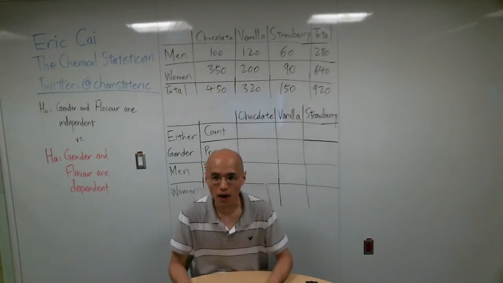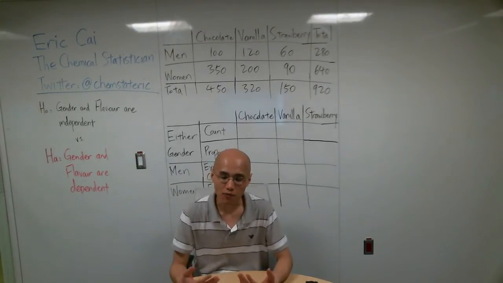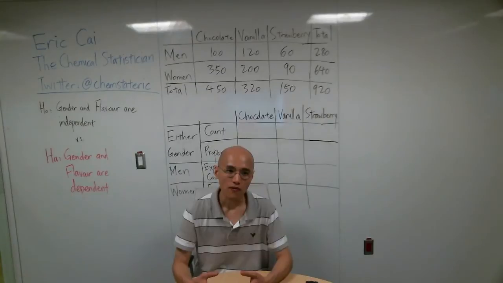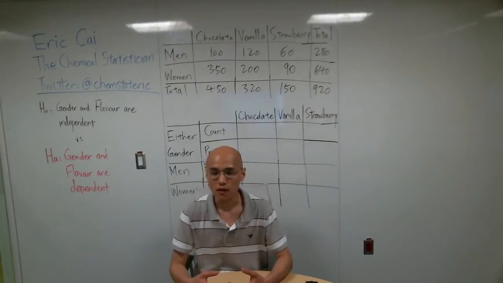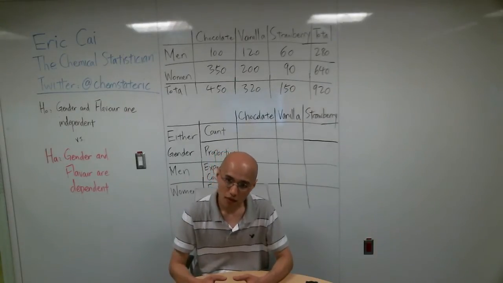My alternative hypothesis is that gender and flavor are dependent. In other words, men and women have different proportions of preferring the different ice cream flavors. Now, those are rather verbose ways of describing my null hypothesis and my alternative hypothesis. So let's illustrate what that means by actually calculating the expected counts.